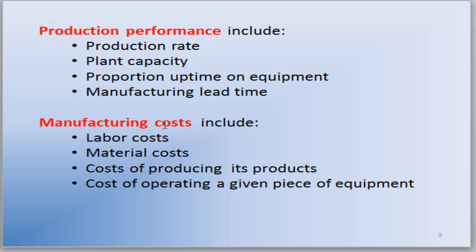Manufacturing costs that are important to a company include labor and material costs, the cost of producing each product, and the cost of operating a given piece of equipment. In this video, I will discuss these metrics and show how they are calculated. For calculation, we need to use mathematical models for production performance and manufacturing costs.